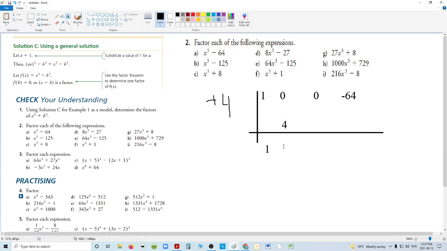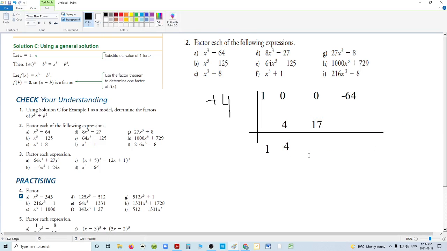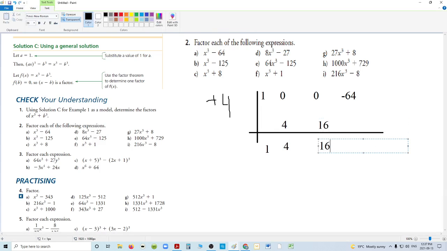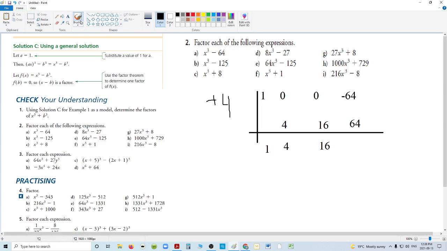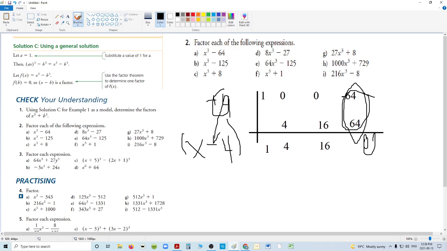You multiply the 1 times the 4, you add it to the 0. You multiply the 4 times the 4, you add it to the 0. You multiply the 16 times the 4, and you get plus 64. And you're always going to see, as long as you do the calculations correctly, that these will cancel out, remainder 0, which proves that x minus 4 is a factor. Plus 4 was the root, x minus 4 is the factor.